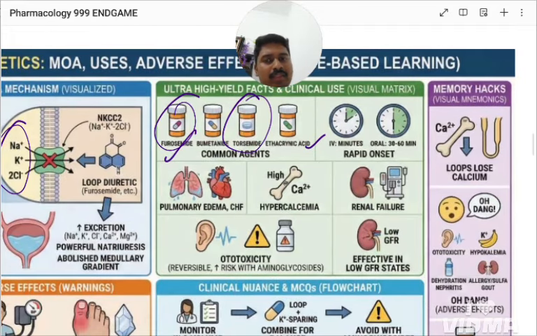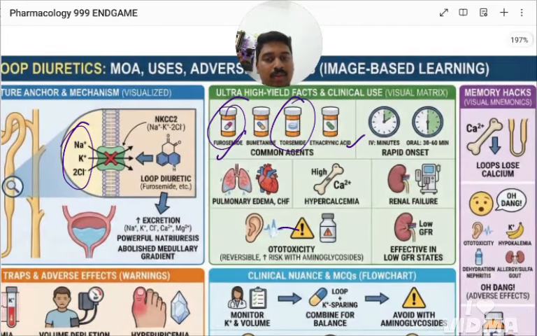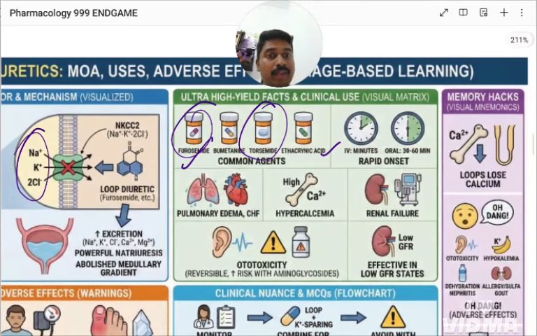Common uses: for pulmonary edema and for CHF, it will provide rapid relief. Second, this will also increase calcium excretion. You can see here, calcium excretion. Whatever excretion is there, all ions excretion it will increase. So that's why it is used in hypercalcemia also. One risk is ototoxicity with aminoglycosides. Hence, it is not combined with aminoglycosides. Onset is very fast. IV, it will occur within minutes. It is effective in renal failure or low GFR states also.